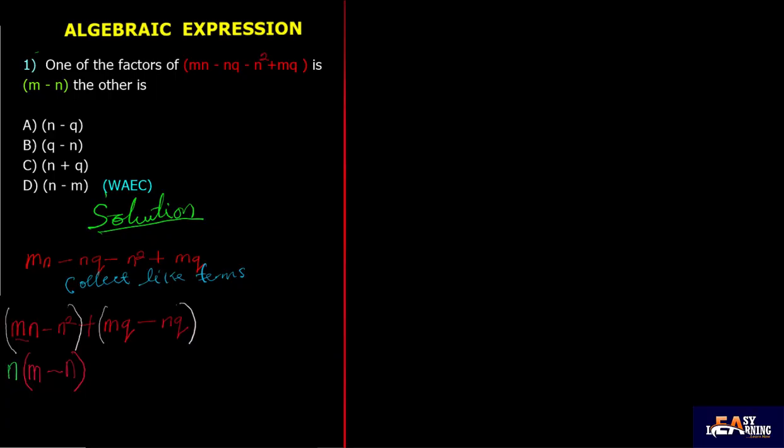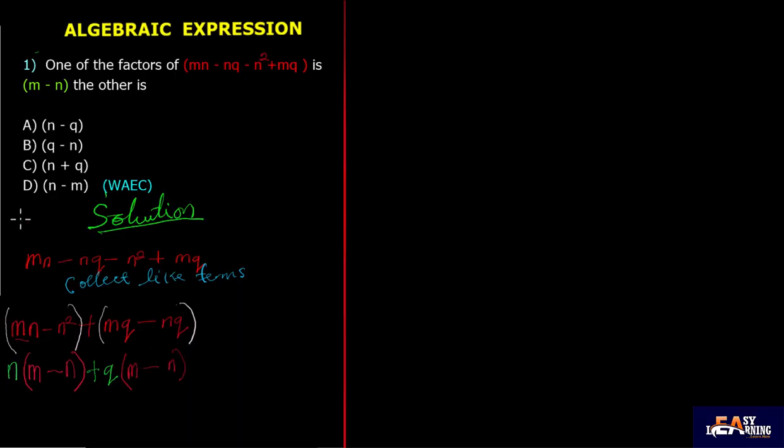Moving into the next bracket, we look for what is common, and what is common is q, right? So bring it down, plus q. Let's have a plus q here, and we go ahead to factorize. q comes into mq how many times? m times. And q comes into nq how many times? n times.